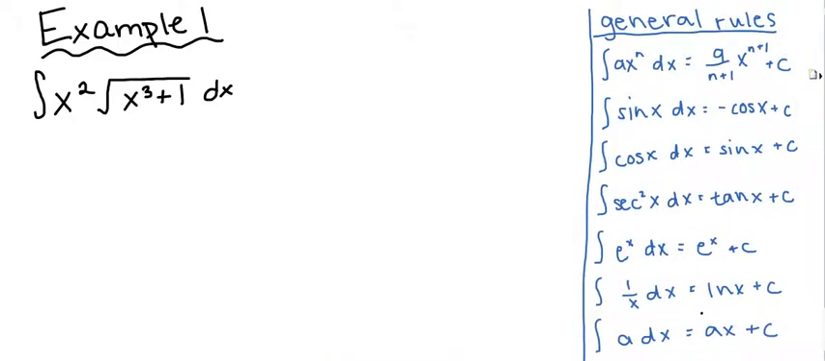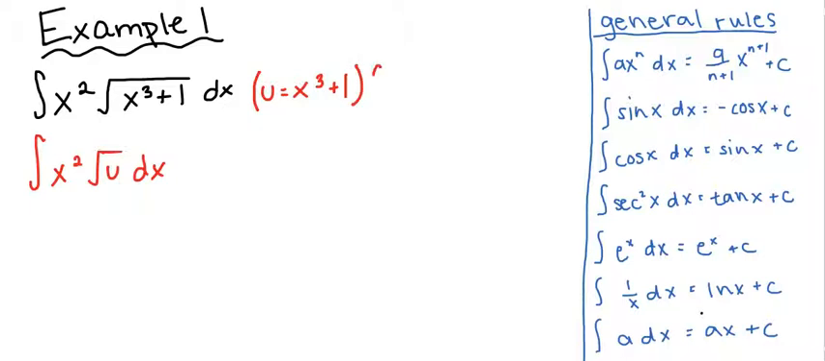For this next example, you will have a square root in the problem. This isn't much different from the first example, except you will be making u equal to what is in the square root. So u will equal x cubed plus 1. You can then rewrite this as the integral of x squared times the square root of u dx. Then you will have to take the derivative of u. You will get du equals 3x squared dx. You will then divide by 3 on each side.